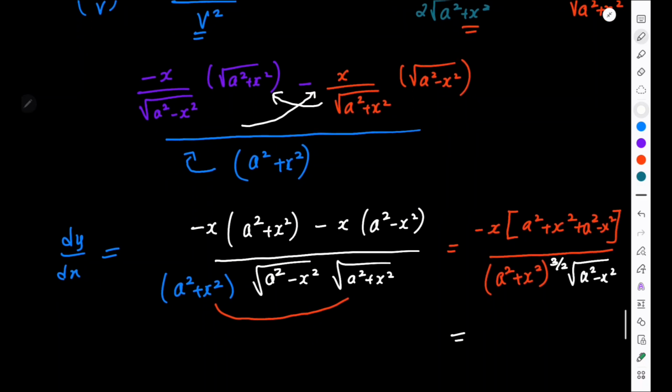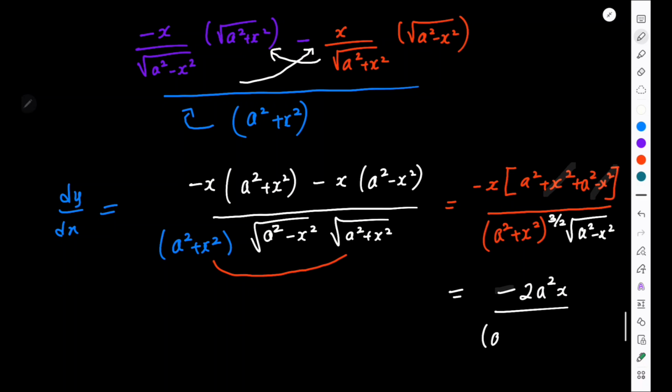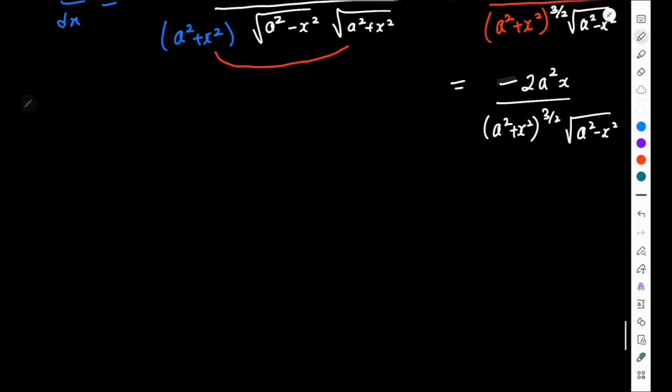So our final answer would be, you can cancel these two things, x square and minus x square get cancelled. So you get minus 2 a square x divided by a square plus x square whole power 3 by 2 into root a square minus x square. Yes, so we have completed the first subdivision.